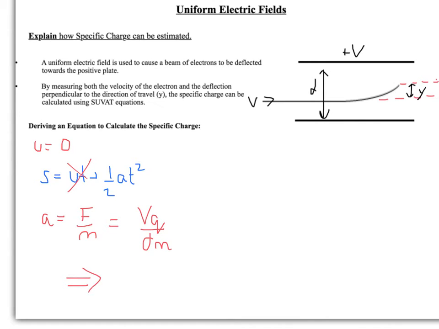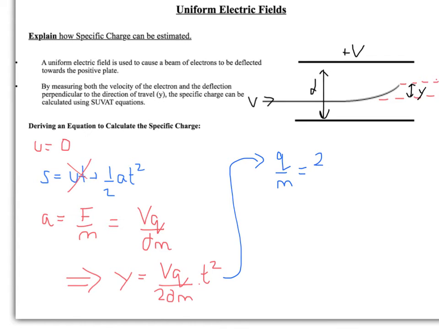So in terms of putting these together, s in this case is y, as you can see in the diagram, is equal to VQ over 2dm times t squared, so the time taken for the deflection y. So in terms of rearranging this into a format to calculate your specific charge, we want q over m by itself. So we're going to take across 2dy and then divide across by V t squared there.